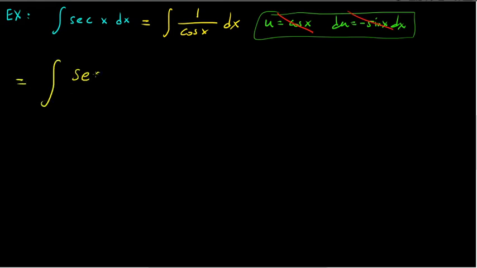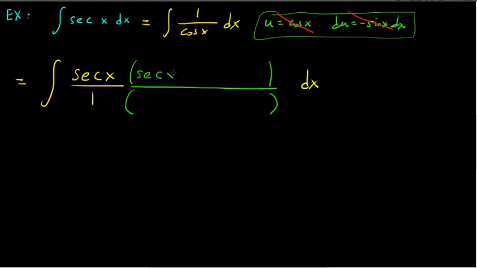I'm not going to change the secant into 1 over cosine. I'm going to leave it as secant over 1. I'm going to put the dx way over here. So here's the trick, right? The trick is to multiply by 1. Just some form of 1. Like I say, you have to be very clever. So what am I going to multiply numerator and denominator by? So let's try this. Secant of x plus tangent of x.